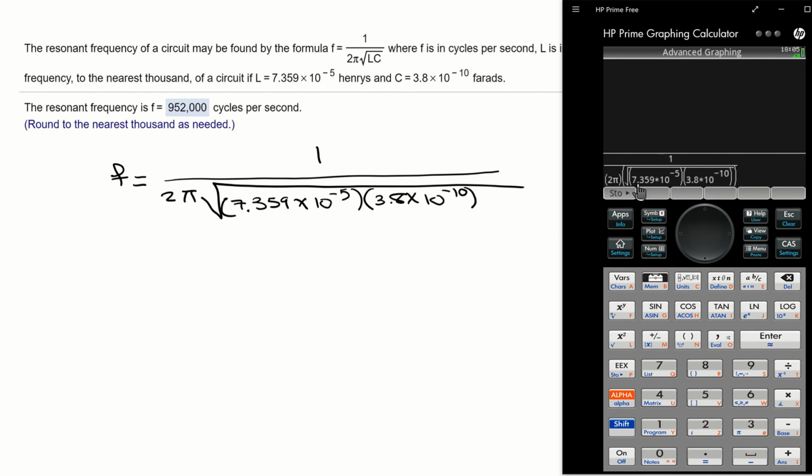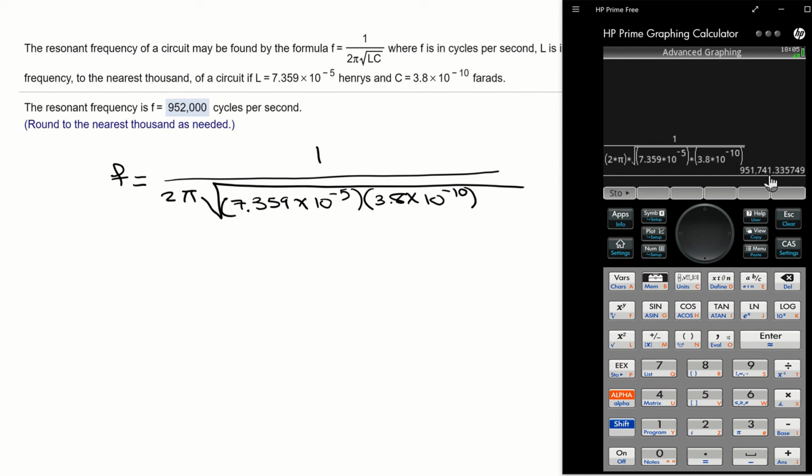So I'll just do a quick check to make sure I don't have to redo this. So I have 1 over 2 pi square root of, I can see 7.359 times 10 to the negative 5, which is fine. Also see 3.8 times 10 to the negative 10. So everything looks good. So I'm going to go ahead and hit enter. Now we see the answer 951,741, etc. But here we're asked to round it to the nearest thousand.